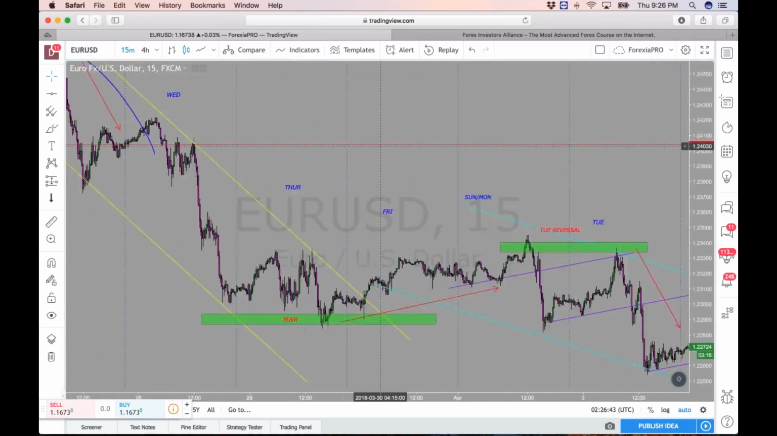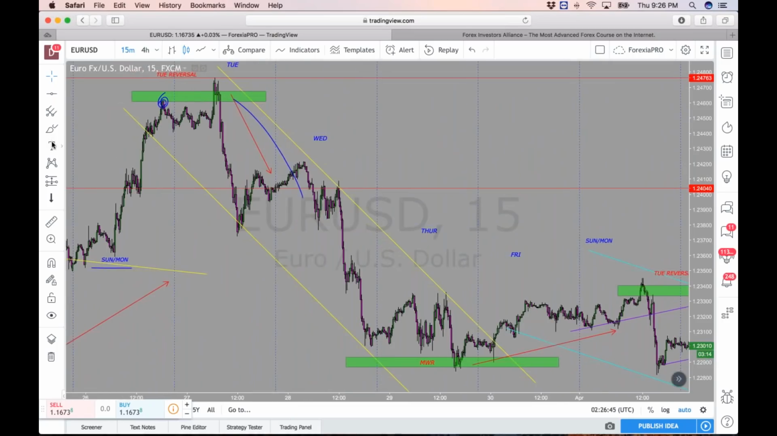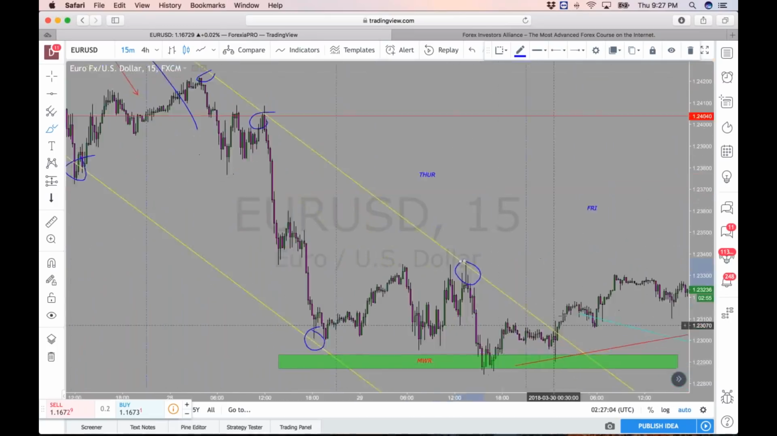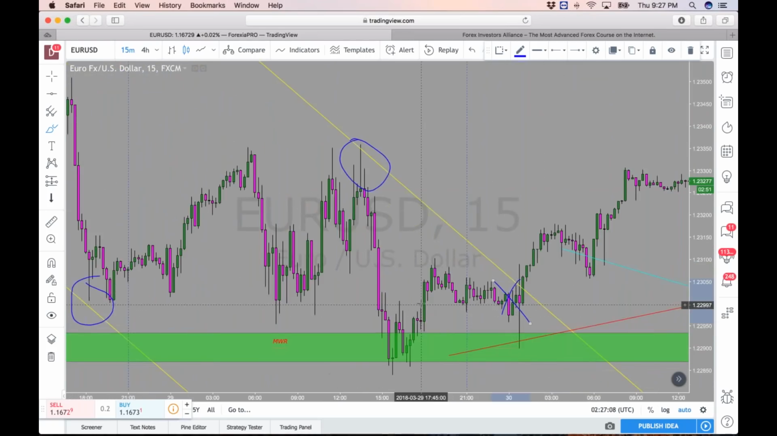Now, once again, an obvious trend formed. Obvious trend. We have 1, 2, 3 hits to that trend line. 1, 2, 3. Do you actually think that they're going to let you sell right here? Do you actually think they're going to give you all this time? Look at how much time that is, you guys.